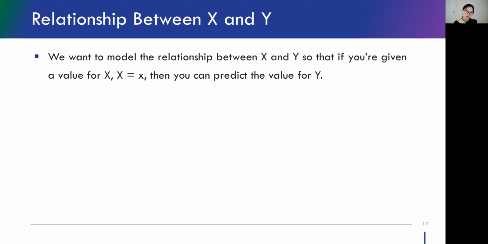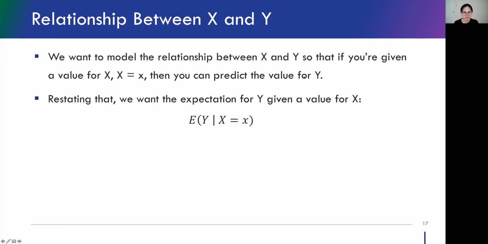Okay, let's get into a little bit more of the theory. We want to model the relationship between x and y, so that if you are given a value for x, say x equal to small x, some value that you know, then you can predict the value of y. Restating that, we want the expectation of y conditioned on the value of x being this small x.